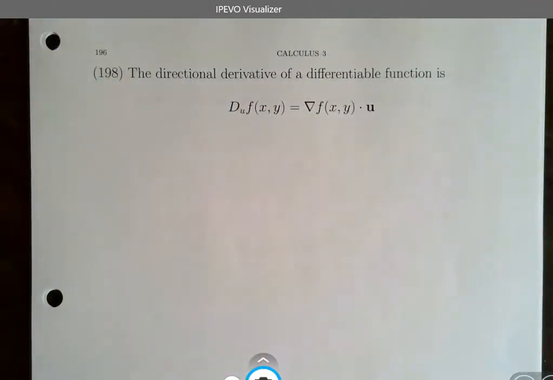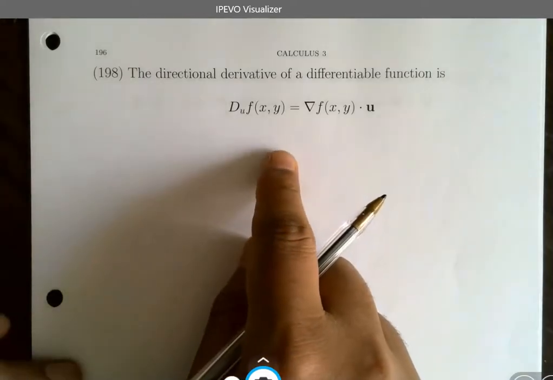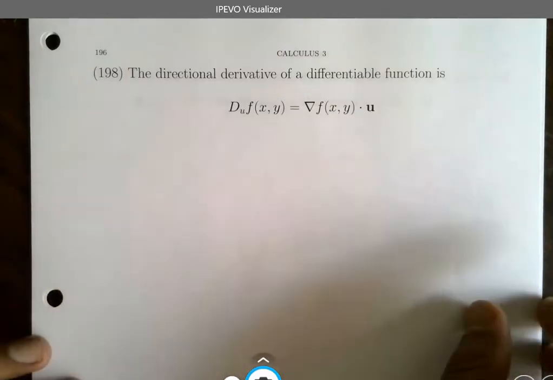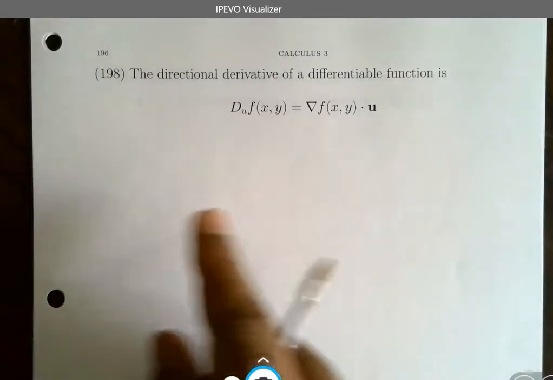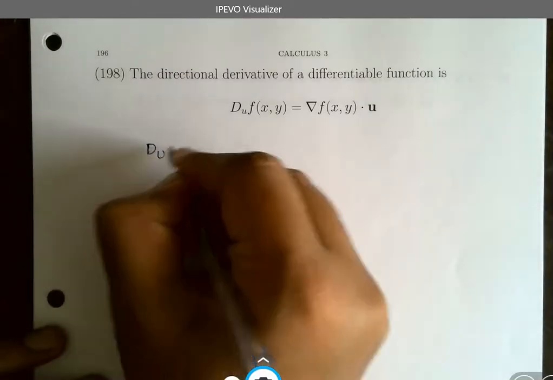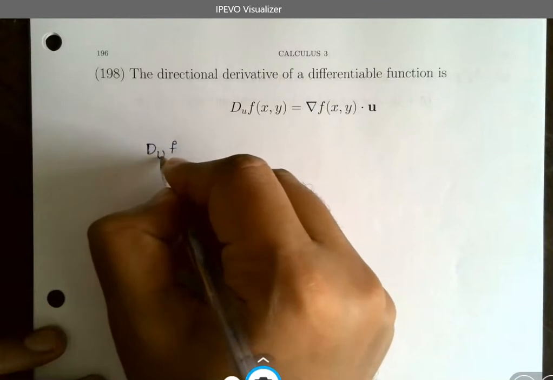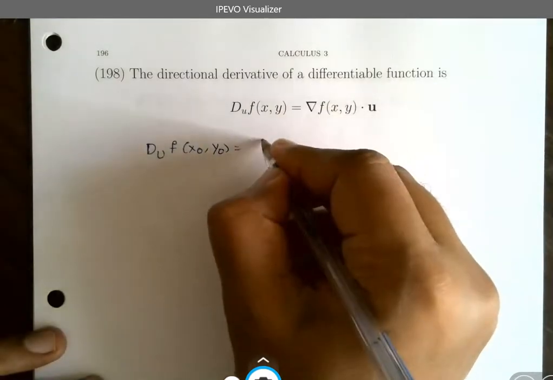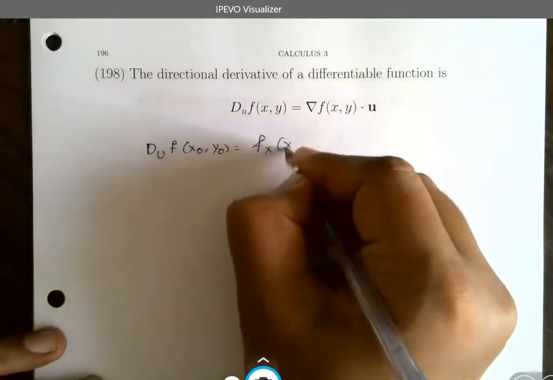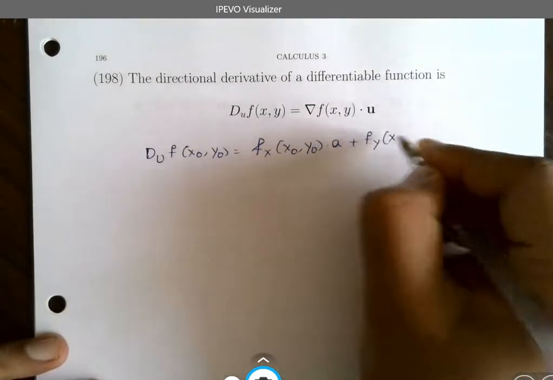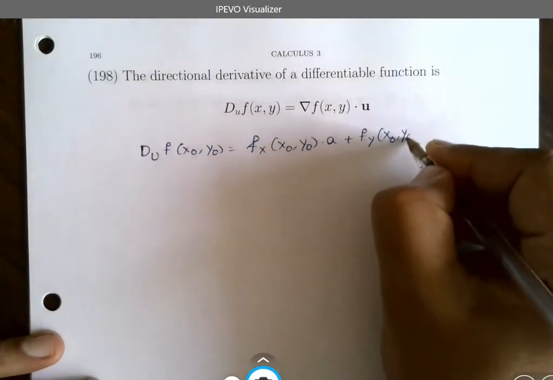Okay, now the directional derivative of a differentiable function is given to be that. This is pretty obvious, right? It was not that big a deal because we did that in the previous stuff. Why? Because the directional derivative of the function f in the direction of u at (x naught, y naught) was given to be fx evaluated at (x naught, y naught) times a, plus fy evaluated at (x naught, y naught) times b, right?